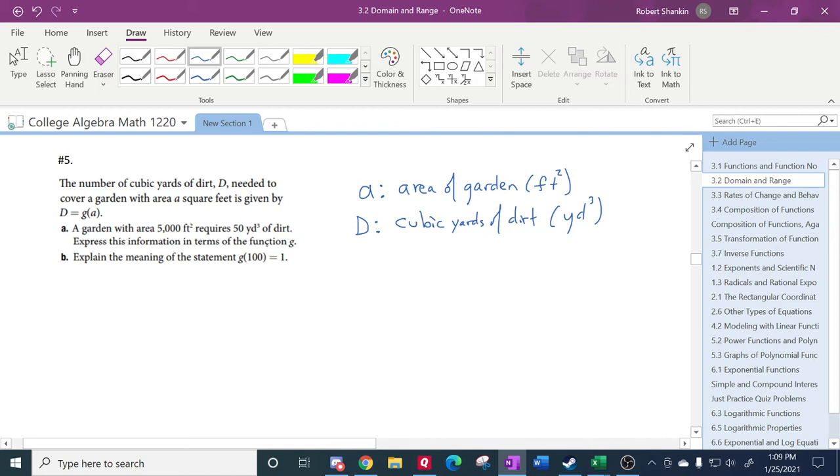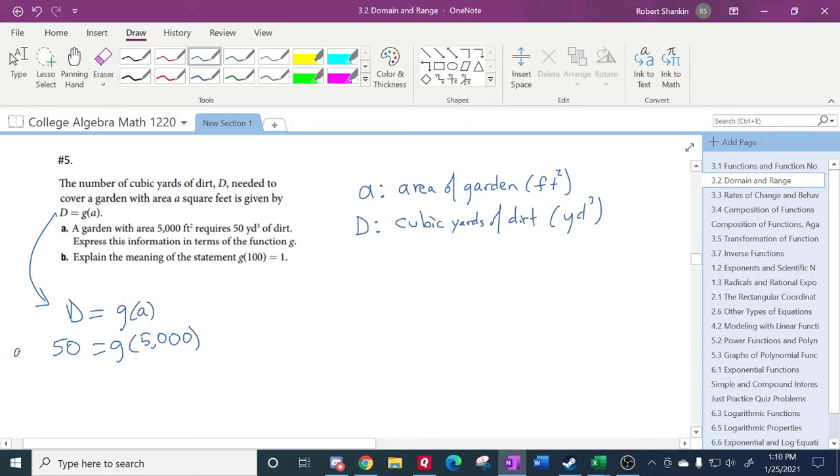Okay, express this information in terms of the function G. I'm going to do it just like this one right here. D equals G of A, and the input is 5,000. We could put feet squared in here, or we can just leave the units off. It's going to give me 50 cubic yards of dirt, like this. That's how it would look in terms of the function G.